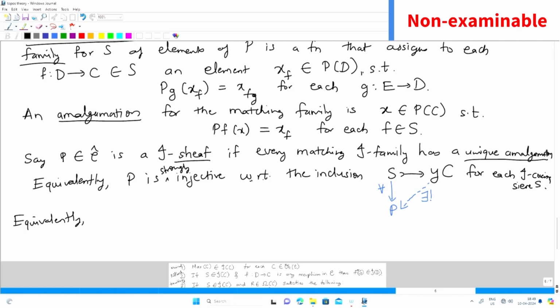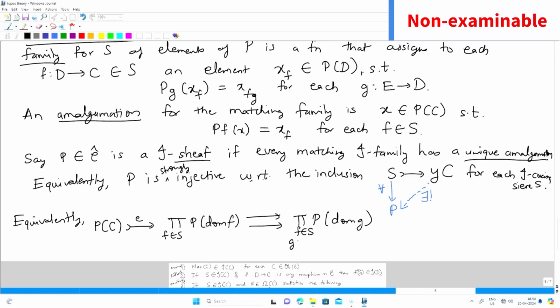Okay, so PC, then this is E, then there is the product of P of domains of F, F in S, and then there are two maps, where I am taking the product of P of domain of G, where F and G are morphisms. F is a morphism in S and G is a morphism such that G composed with F is in S. F composed with G is in S, right?